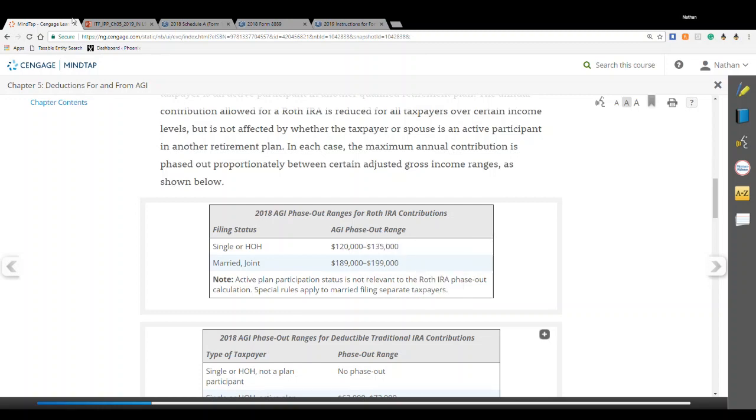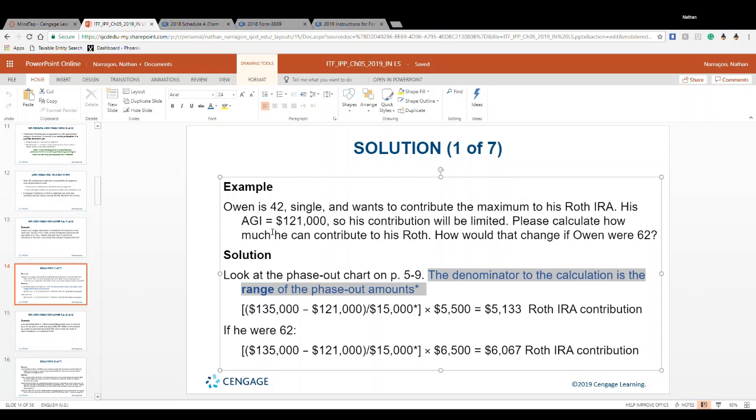So high end, and you're going to subtract whatever the AGI is, since he's in the phase out period and limited. So he has 121,000. Difference between those is what? 14,000. Divide that by 15,000. Okay, and then times that rate by 5,500, and we find out that he can only contribute up to 5,133 before any taxes could be involved.